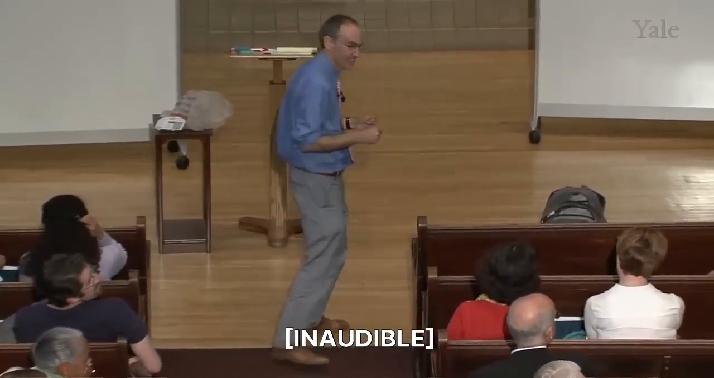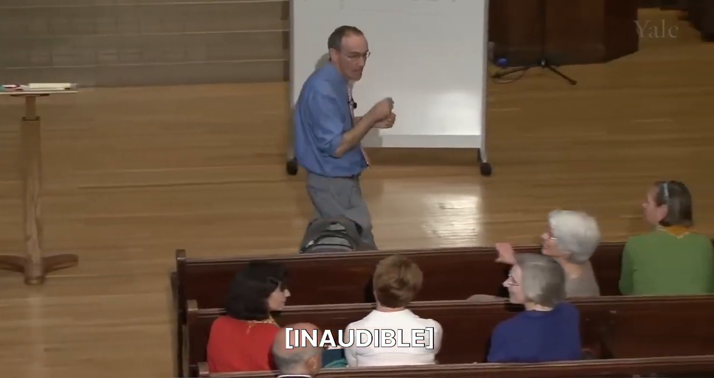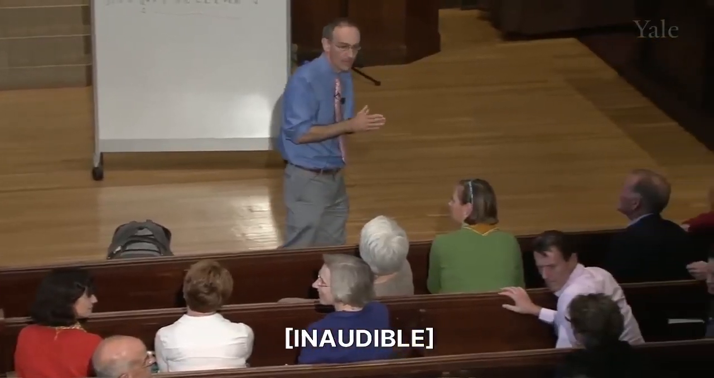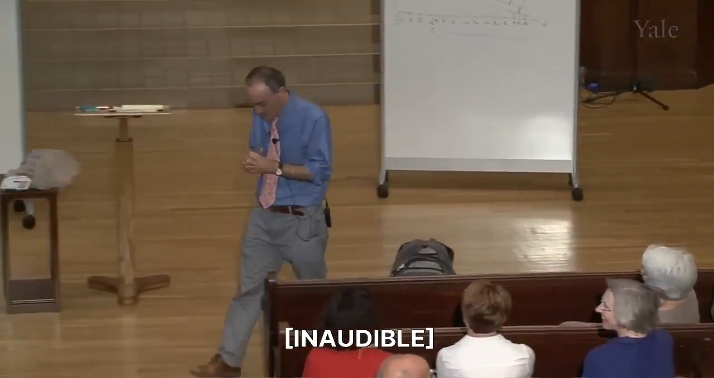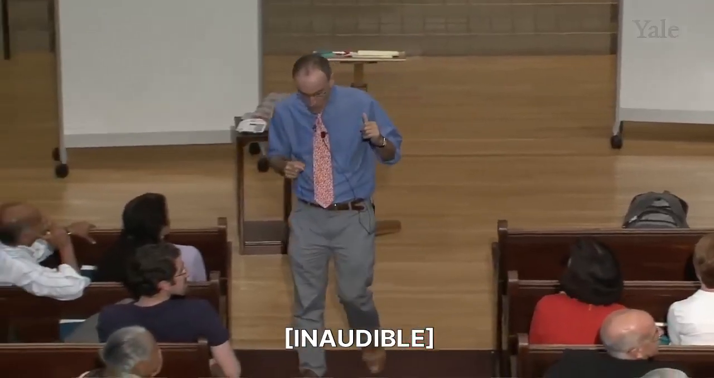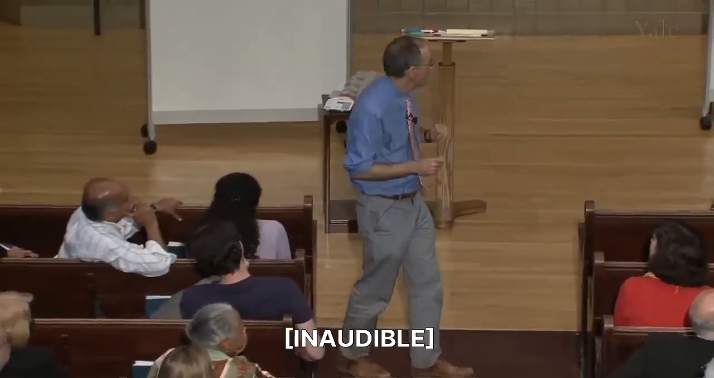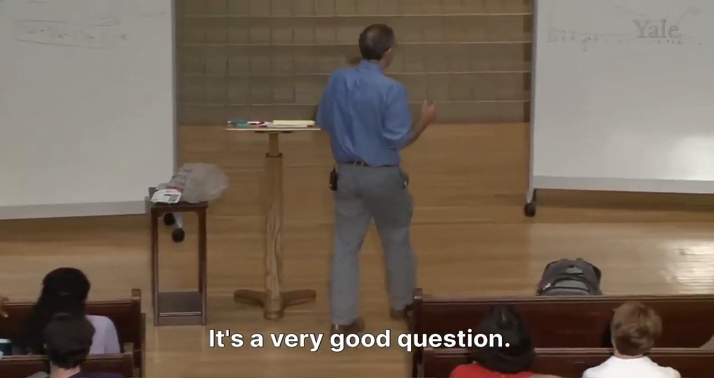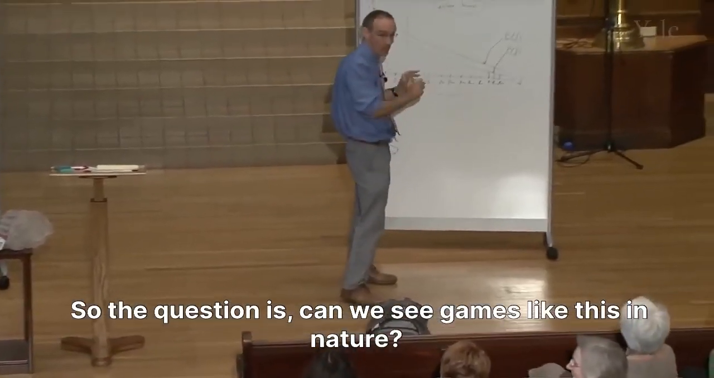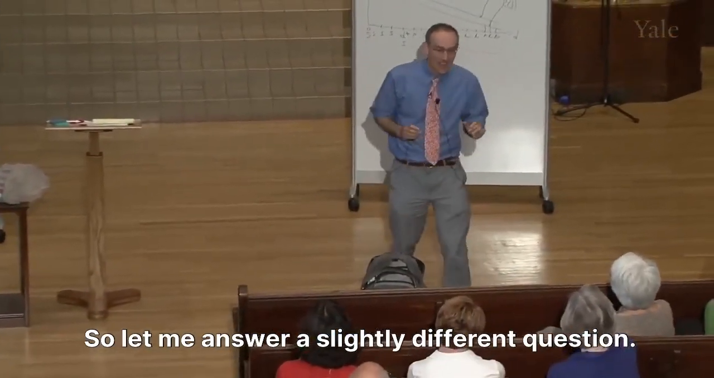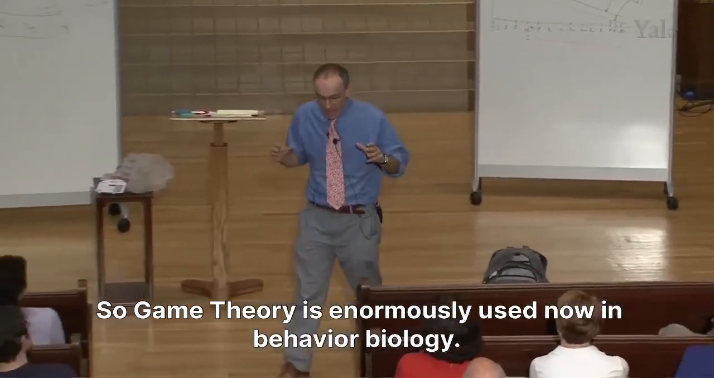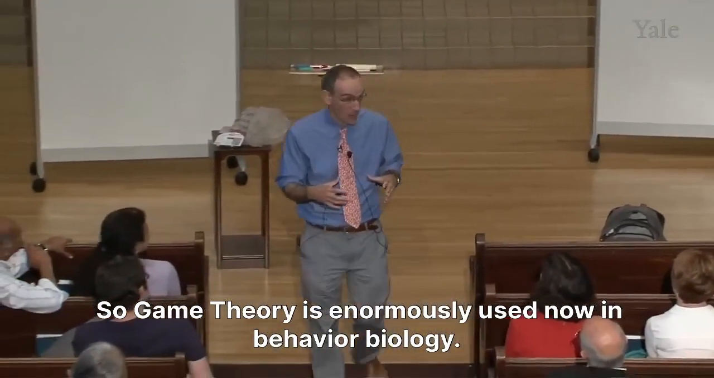Are there examples in nature where two animals will play this game, where evolution has selected a 50-50 chance, or is that not selected? It's a very good question. So the question is, can we see games like this in nature? Let me, like a politician, answer a slightly different question. We'll come back. Game theory is enormously used now in biology.